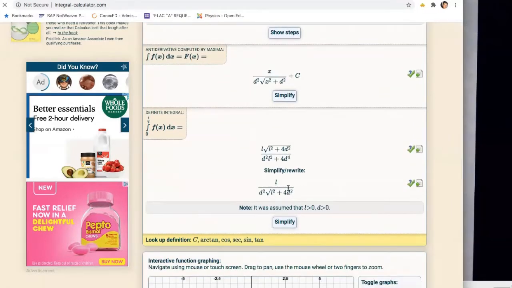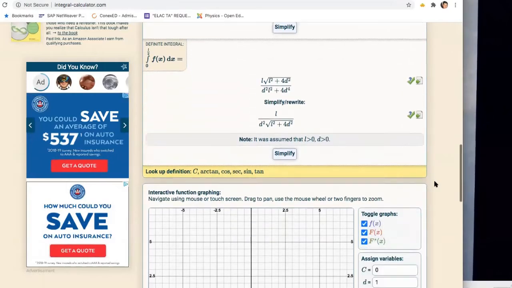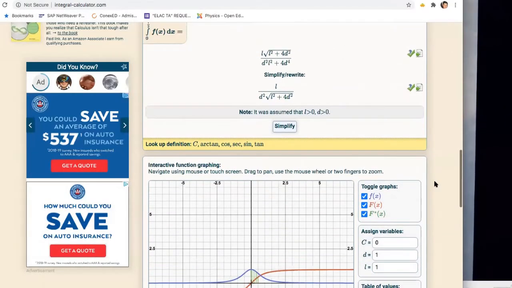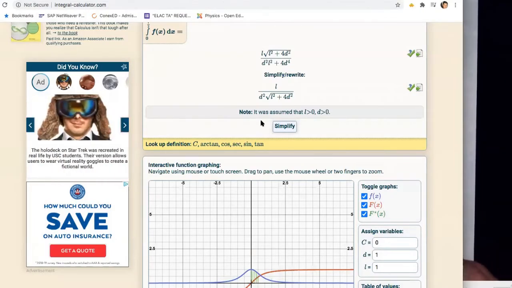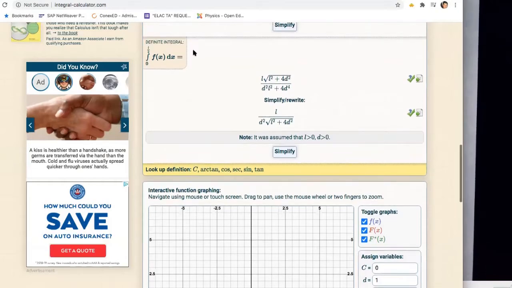Okay, this is the answer: L over d squared times the square root of L squared plus 4d squared. So that's just the integral portion.